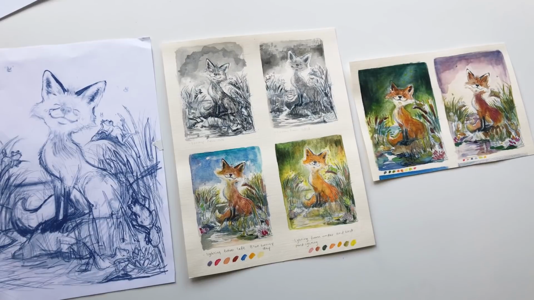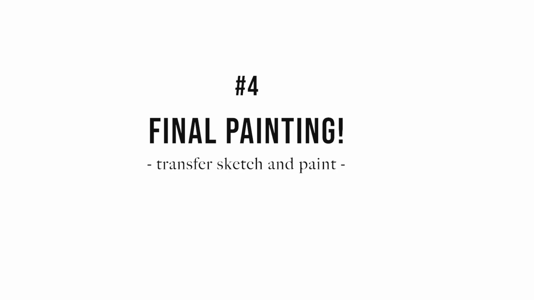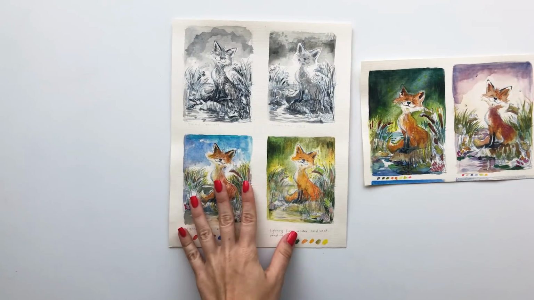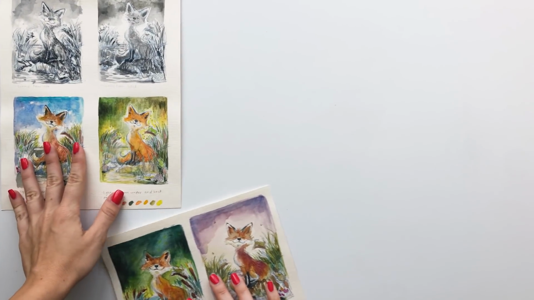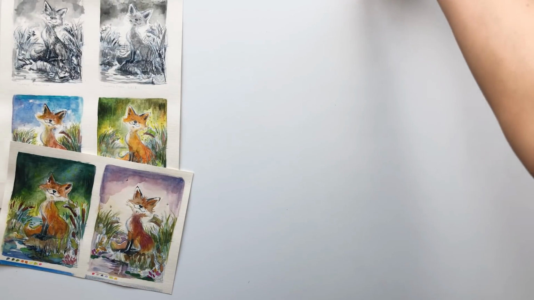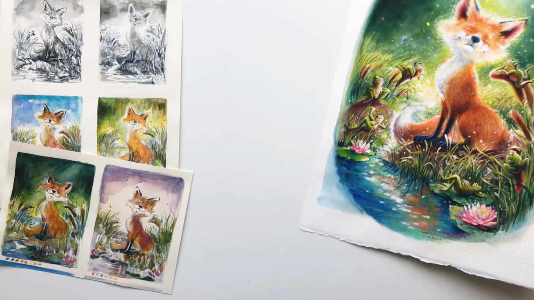Alright, so when the 3 main stages are done, it's time to move on to the final painting. Depending on the illustration, I decide on the size, and I print out the sketch or transfer it onto the final surface that I'm going to paint on, and I always reference the color composition that I chose, and then I create my finished piece.